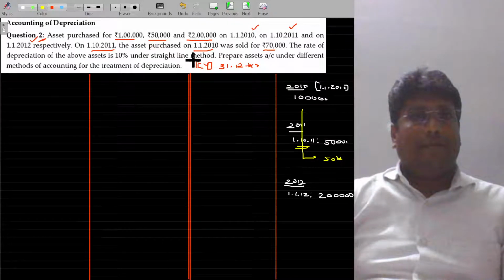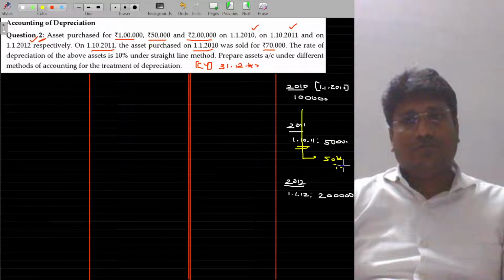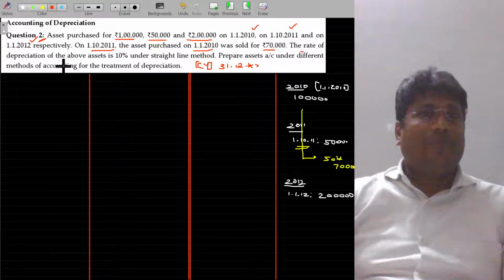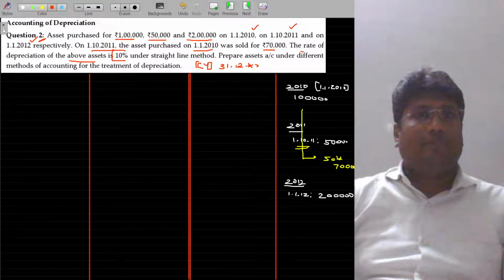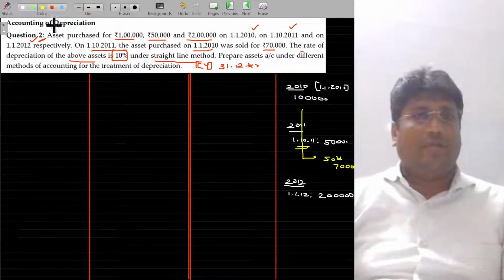Sold for at what rate? ₹70,000. Sold for 70,000. The rate of depreciation of the above asset is 10%. Under straight line method is going to be followed. So the rate of depreciation.